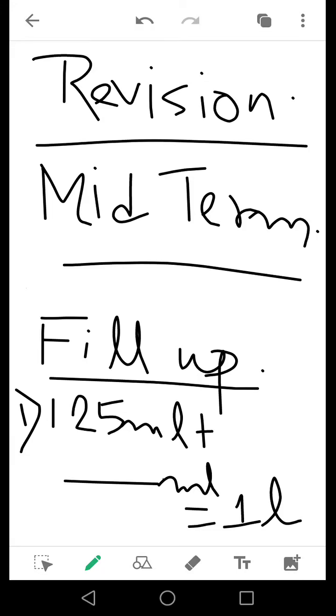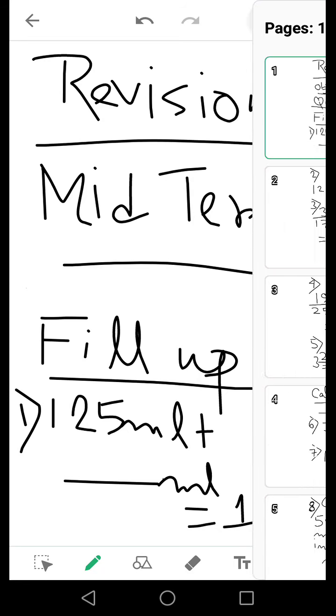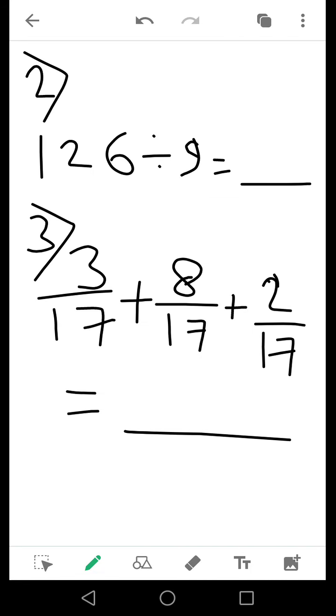Now, first question, fill up. There are 5 questions here. First question is 125 ml plus blank ml is equals to 1 liter. You have to fill that blank. Moving to the next board. Second question, 126 divided by 9 is equals to blank. That means you have to calculate and find out the answer.